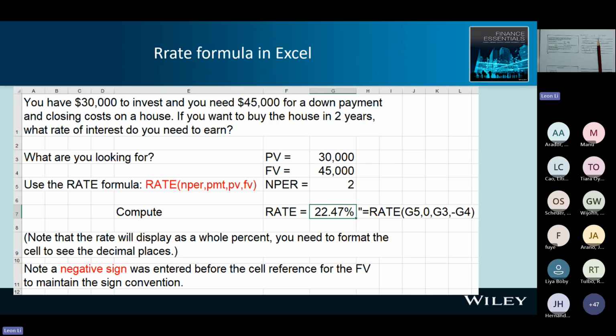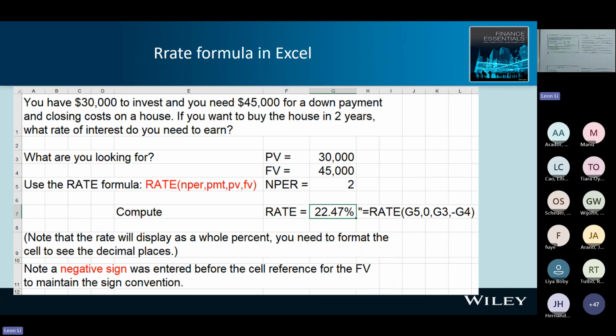So we need $45,000 to buy the house, the down payment for the house, 2 years from now, right? And today we have $30,000 to invest. So this is my timeline. And what interest rate do you need to earn? So what we want to know is the I variable. And you can see 1, 2, 3, 4 variables. They have a relation between the 4 variables.